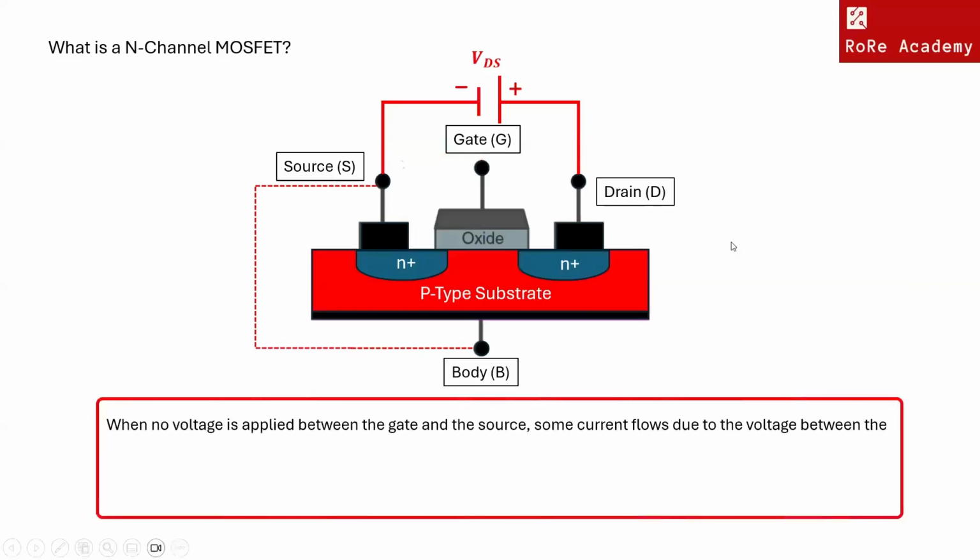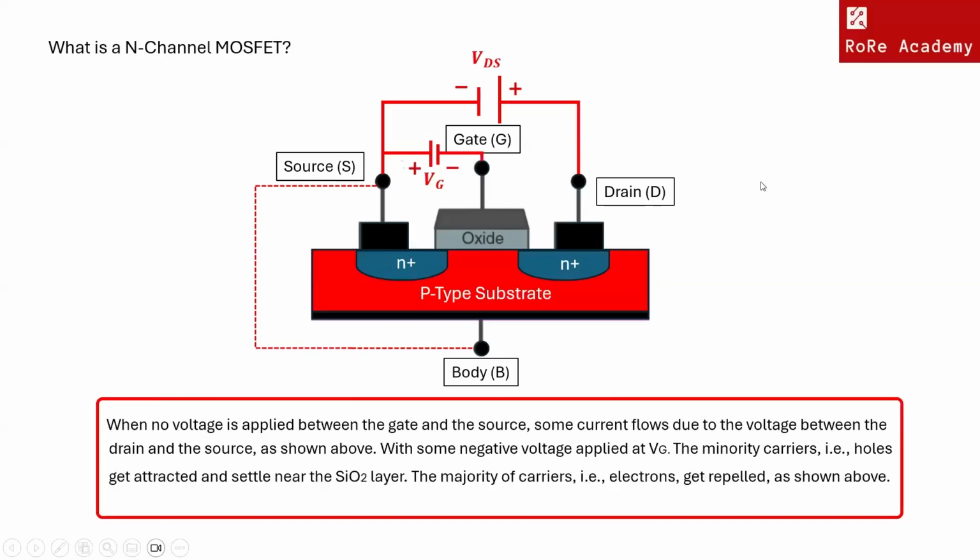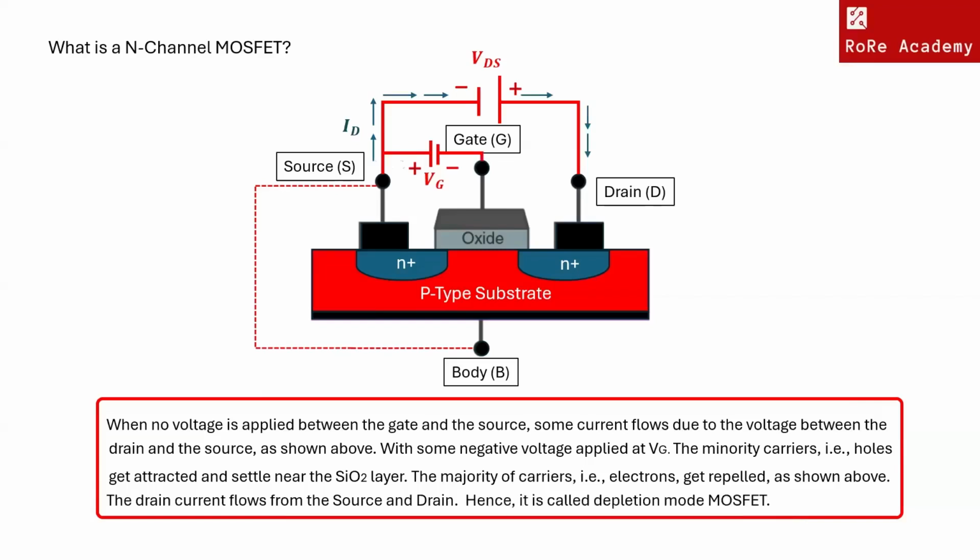When no voltage is applied between the gate and the source, some current flows due to the voltage between the drain and the source as shown above. Let some negative voltage be applied at VG. Then the minority carriers, i.e. holes, get attracted and settle near the silicon oxide layer, but the majority of carriers, i.e. electrons, get repelled. With some negative potential at VG, a certain amount of drain current ID flows from source to drain. When this negative potential is further increased, the electrons get depleted, and the current ID decreases.